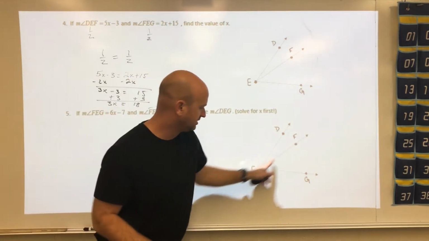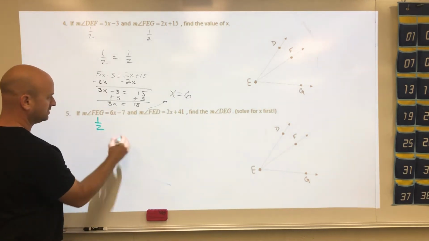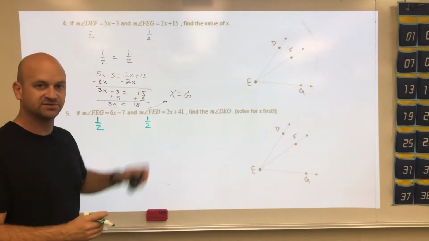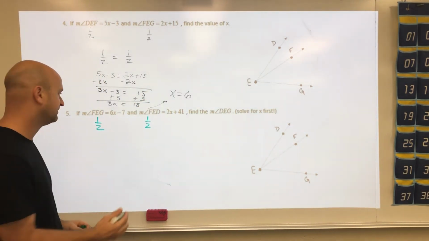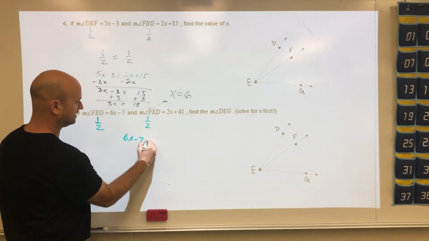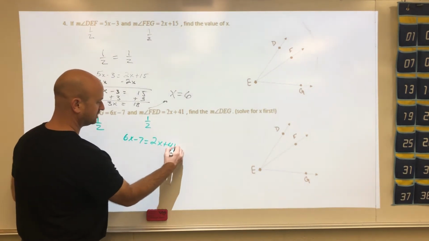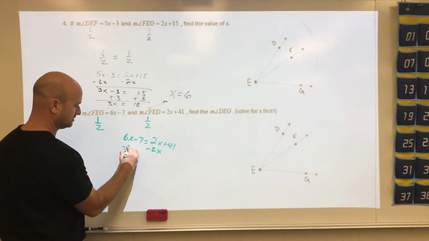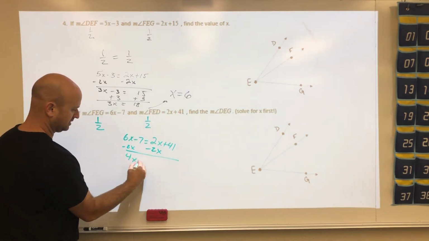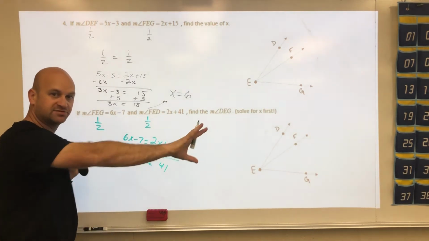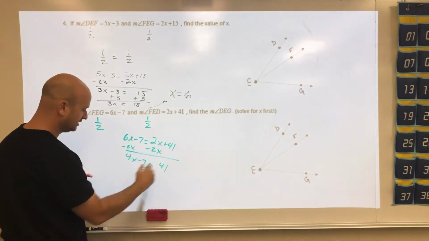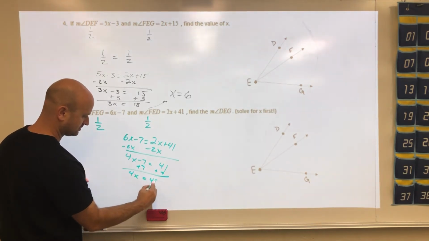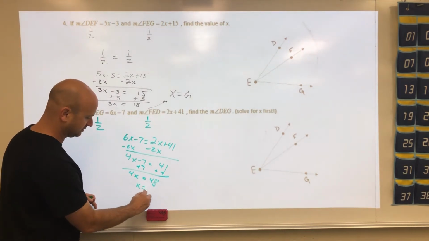So FEG is a half angle. FED is a half angle. So just like the previous problem, the half angle will equal the other half angle. So 6x minus 7 is going to equal 2x plus 41. So our first step is to move the smallest variable term. And then we're going to move the numbers away from the variables. So in this case, the variable is on the left. We're going to move the number to the right. And we would get a value of x equaling 12.